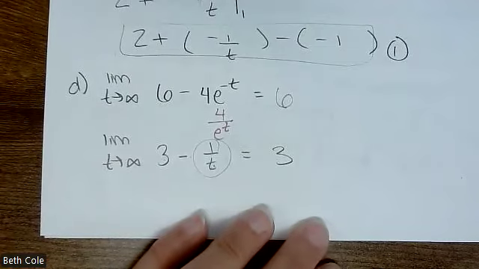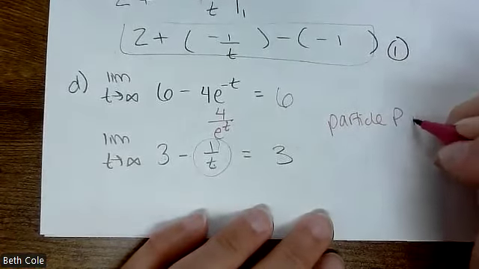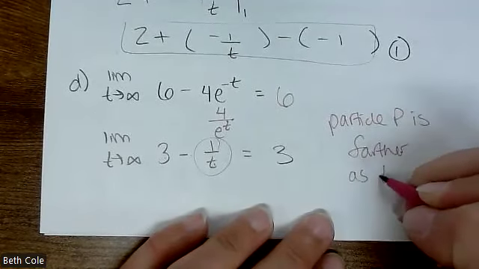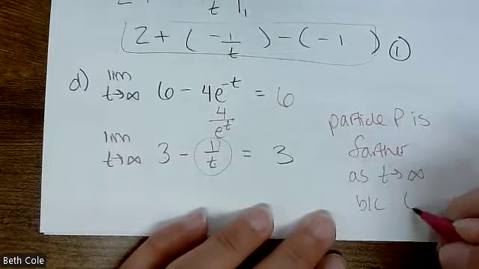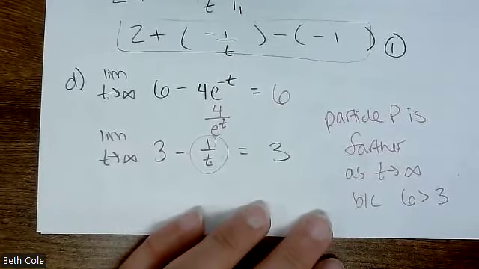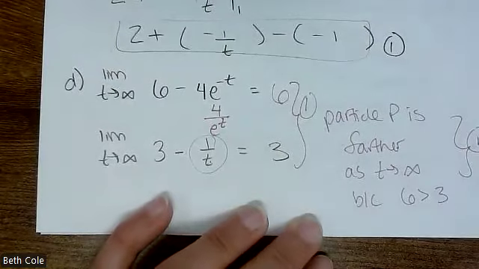So what is your sentence that's the answer to the whole thing? Particle, which one? Particle P is further as time goes to infinity because 6 is bigger than 3. That's what it said on the scoring guideline. I feel like that's obvious. 6 is bigger than 3. So it was 1 point for doing these limits and then 1 point for writing the sentence.